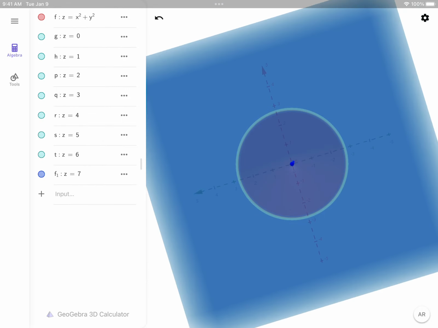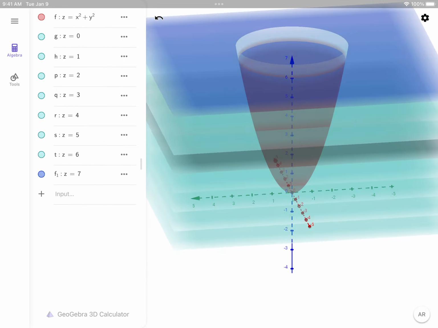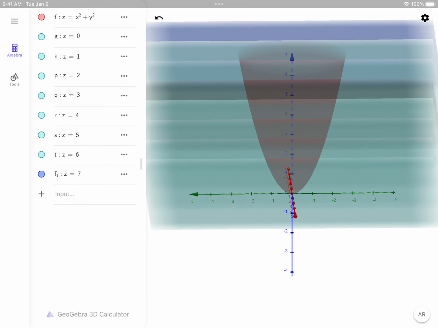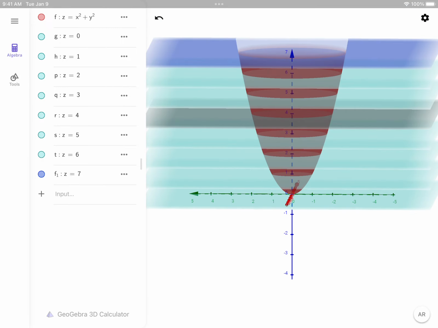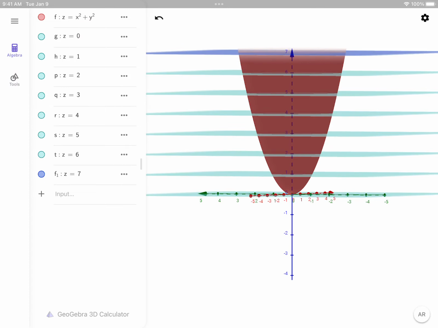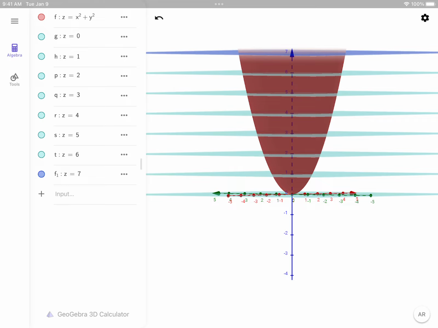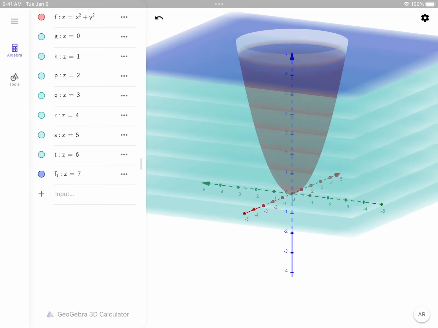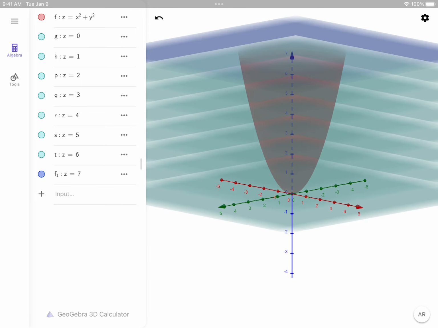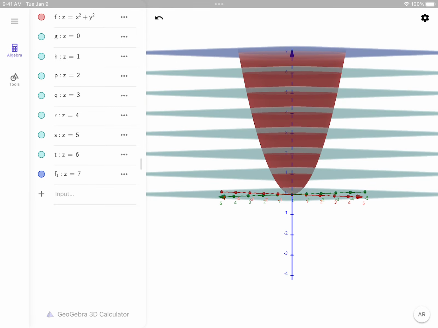So you can see that they're going to be circles of various radii. Each of these planes cuts the surface at a certain point, and if you look at the very bottom of the bowl and look at the steepness of the edges and compare that to the top, the top is much steeper, right? The top is much steeper than the bottom.